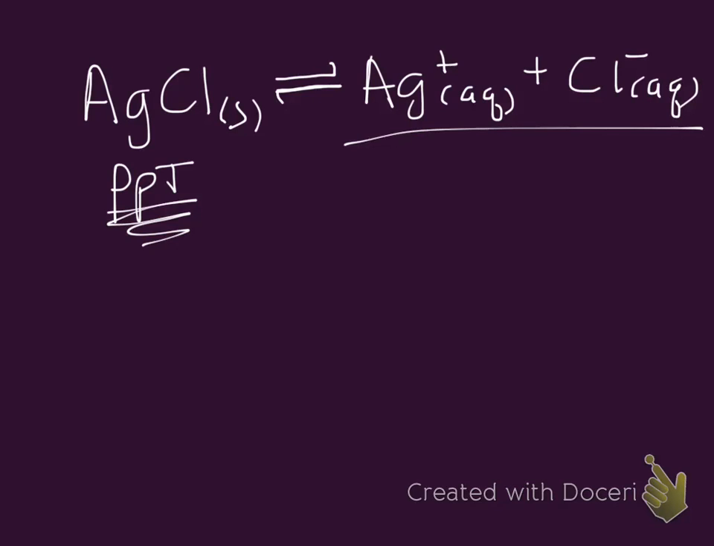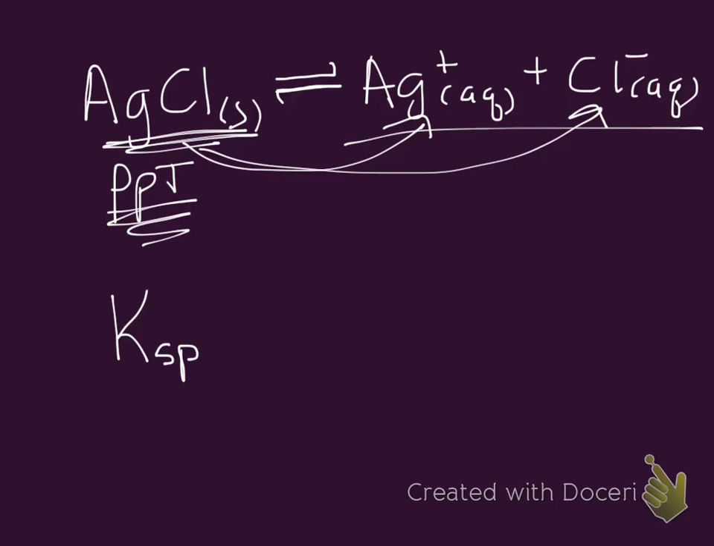So when we write the K value for this, we always know that K is products over reactants, no different here. What makes it a KSP is that you're starting with a solid and it's breaking up into its ions. That's what KSP means. But how we set it up is going to be the same as how we set up any K. All right, so these are going to be based on molarity.